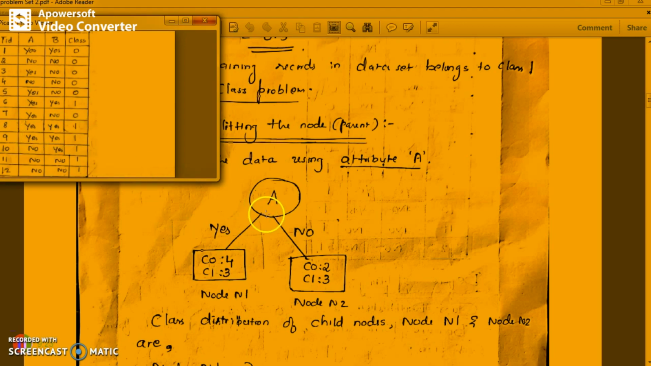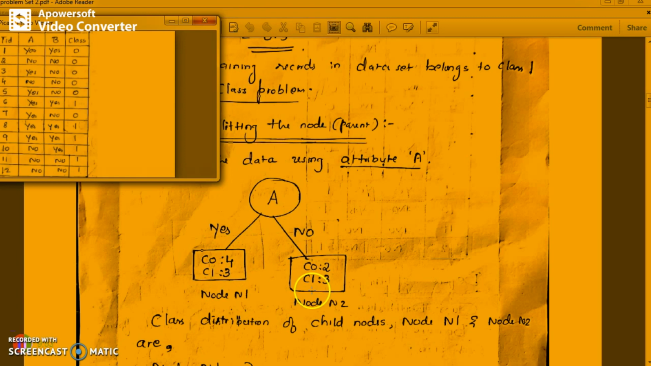So you can see here, when A value is equal to yes, I have a mixture of records. What is the meaning of a mixture of records? I have 4 records belonging to class 0 and 3 records belonging to class 1. Is this the right classification I'm trying to do? No. If I have to do the correct classification, I want the maximum number of records belonging to a particular class. Then only can I say that classification is good. So I have written the number of records.